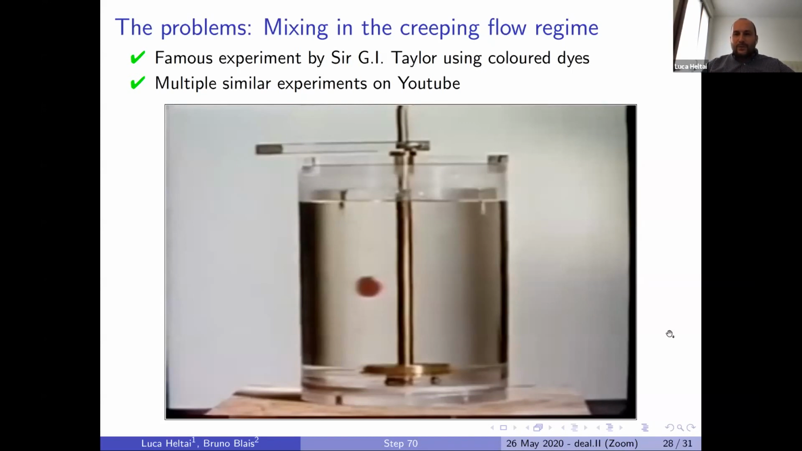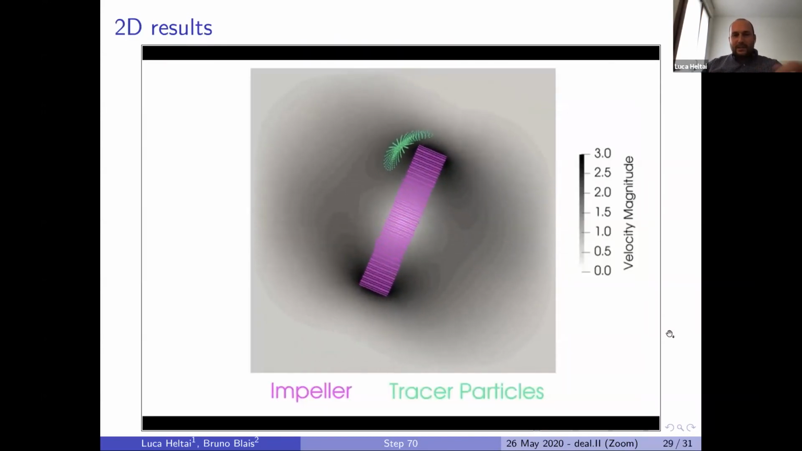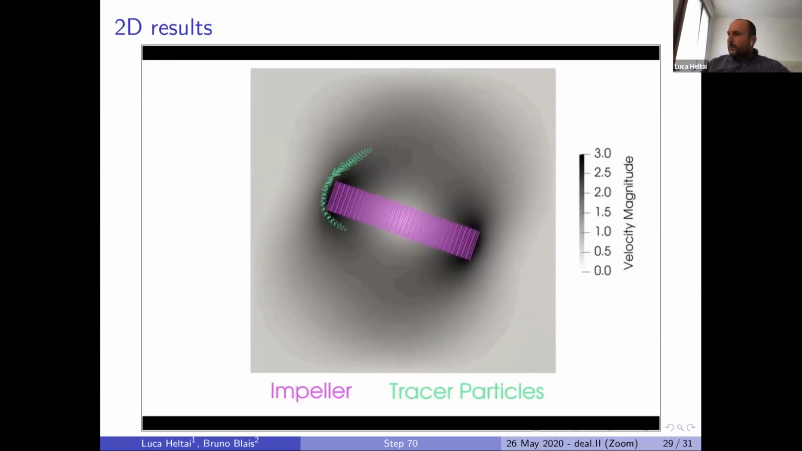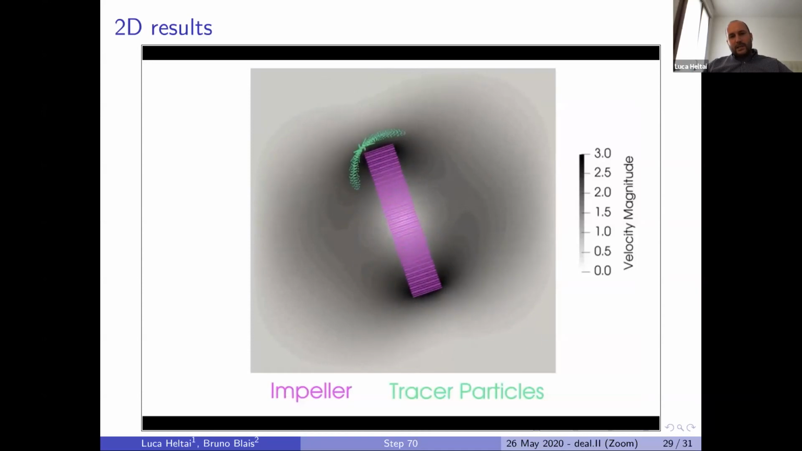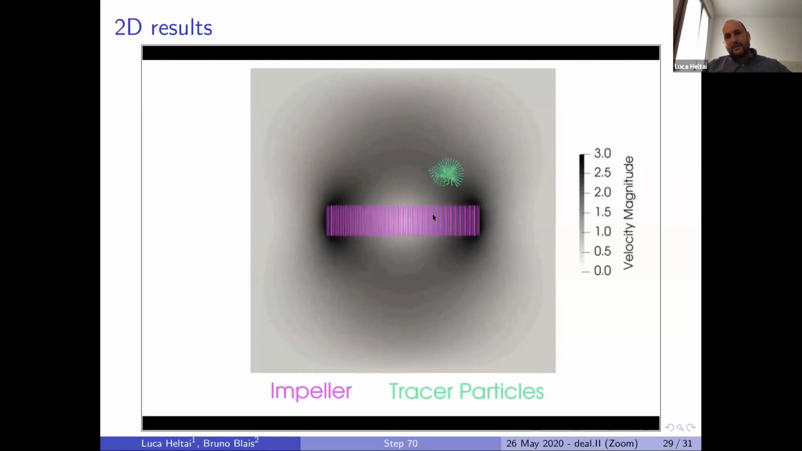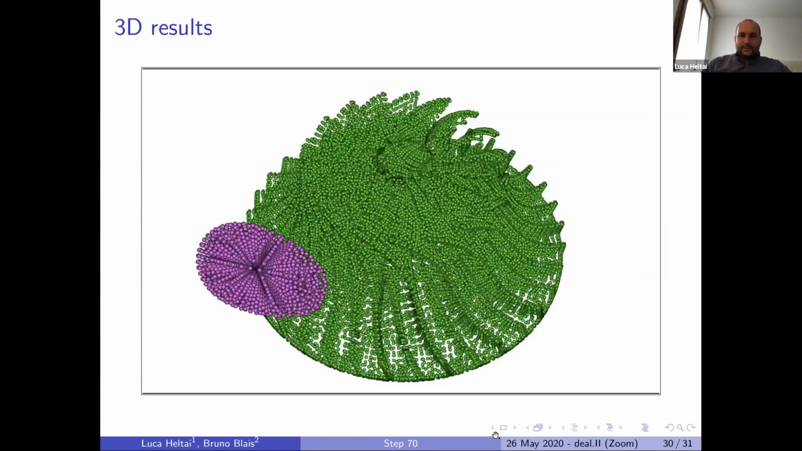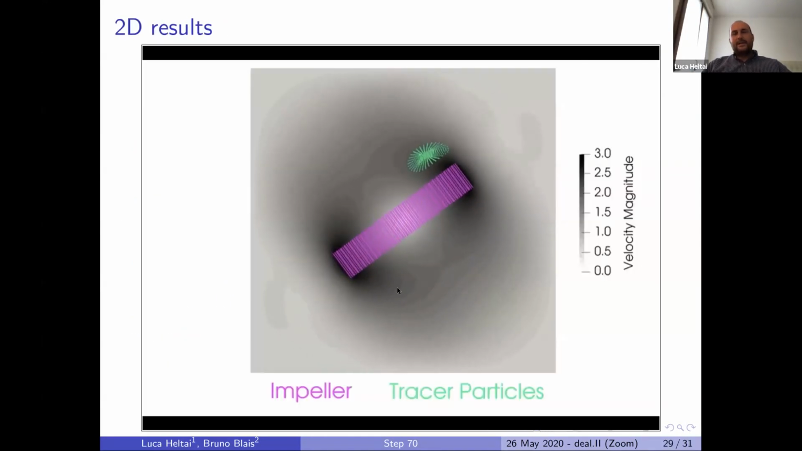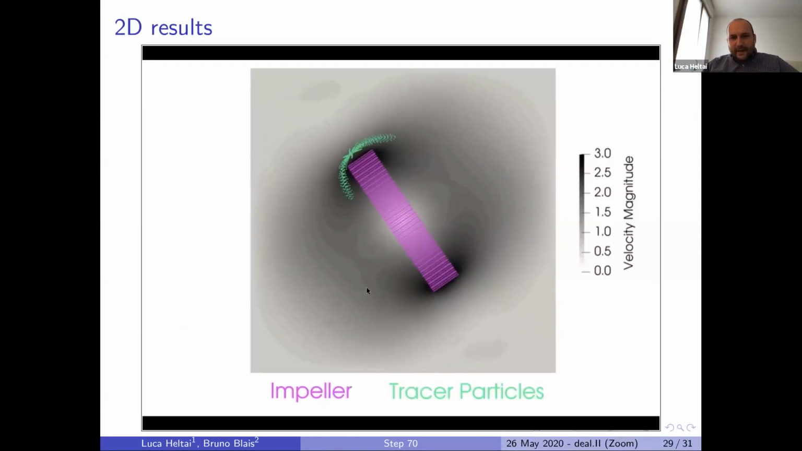And of course, this is exactly what you get if you run the default parameter file for step 70. We rotate an impeller, which is made by the fluid particles that you see, the violet particles, which represent the quadrature points of the solid particles. And after you've done this, you see that the final position should be identical to the initial position.